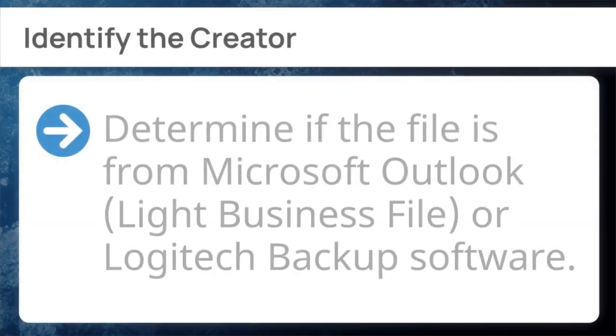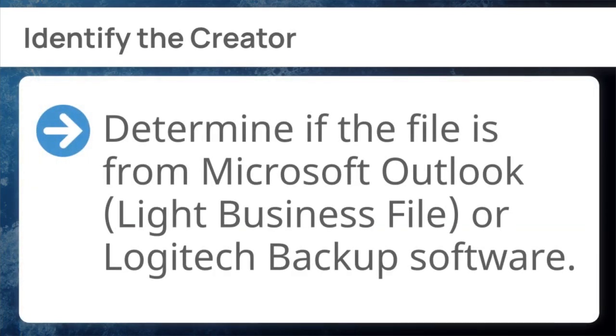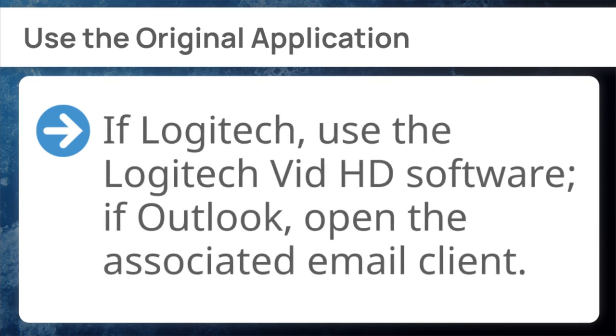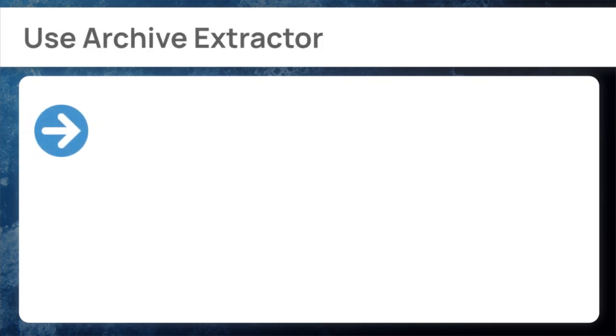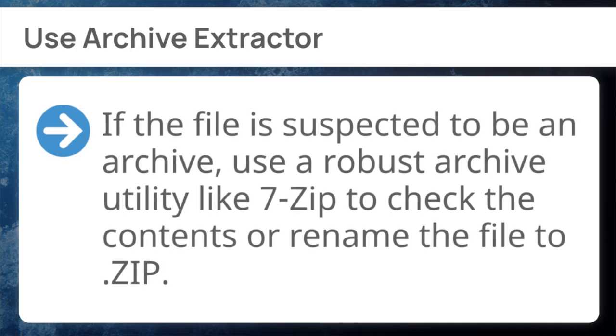First, identify the creator. Determine if the file is from Microsoft Outlook, Light Business File, or Logitech backup software. Next, use the original application. If Logitech, use the Logitech Vid HD software. If Outlook, open the associated email client. Finally, use Archive Extractor. If the file is suspected to be an archive, use a robust archive utility like 7-zip to check the contents or rename the file to zip.